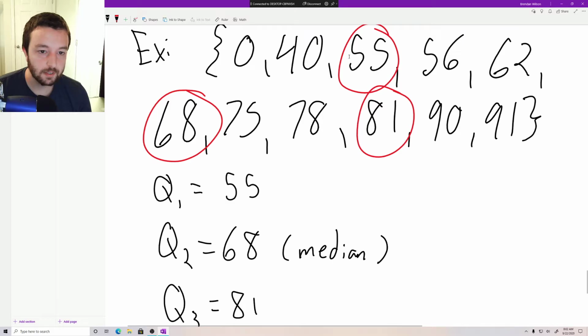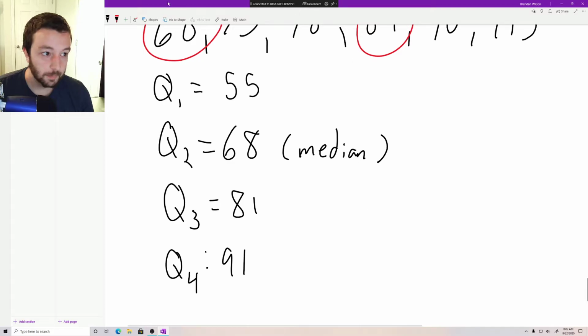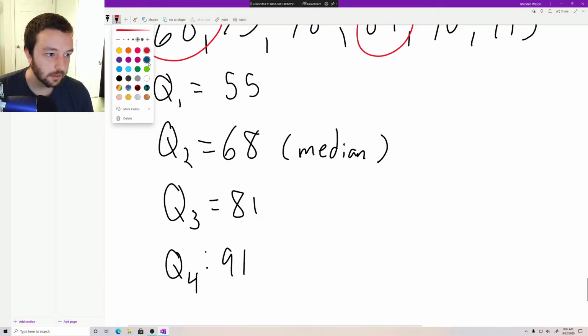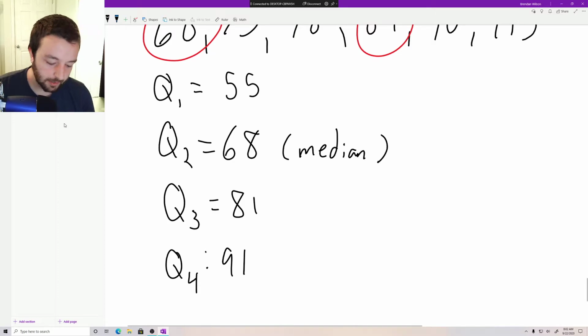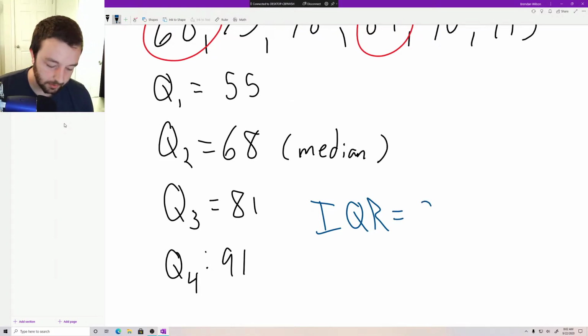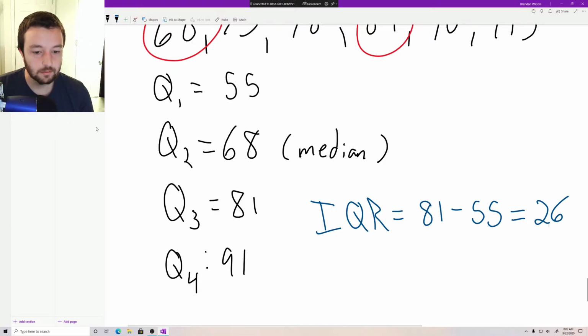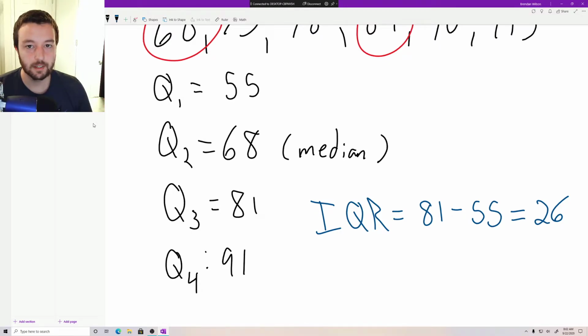So here's our first quartile, our second, and our third. And we don't really need to worry about Q4. So now let's calculate the IQR. This is equal to Q3 minus Q1. So that's going to be 81 minus 55. Just 26. Is that right? Yeah. So this tells us that the middle part of the data is 26 points. There's a spread of 26 points.